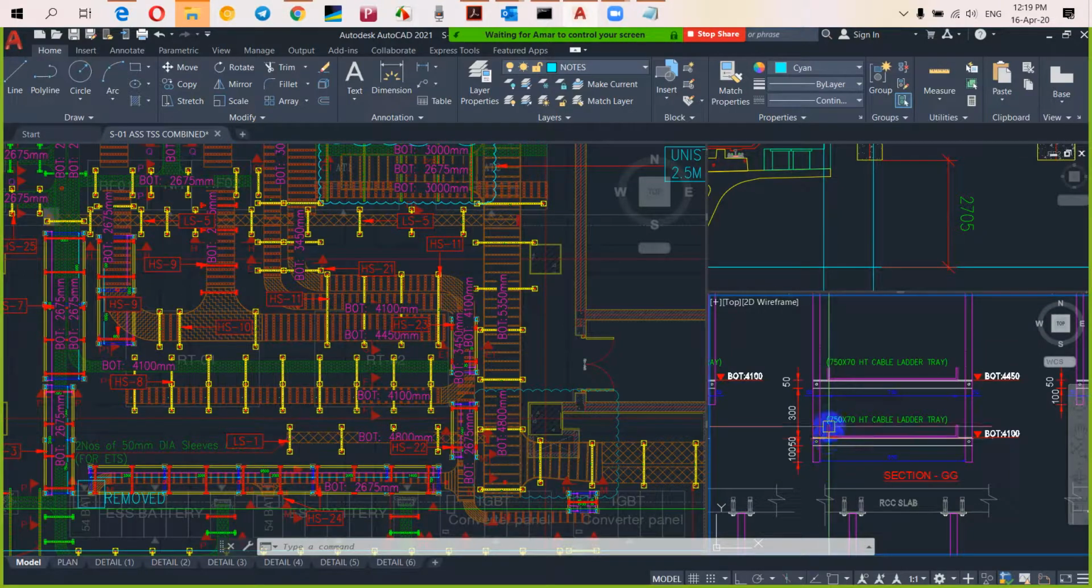Jamil san, yes. At this location, there are two cable trays, no? Yes, at DG. One at 4,100 and one at 4,000. 4,450, I think. Yeah, 4450. Basically at 4100, all three trays are there. At 4450, only one tray will be there.